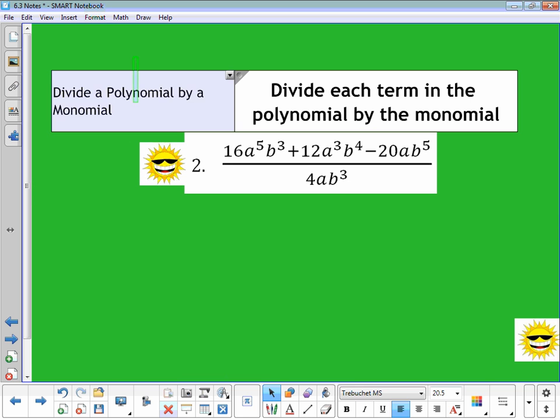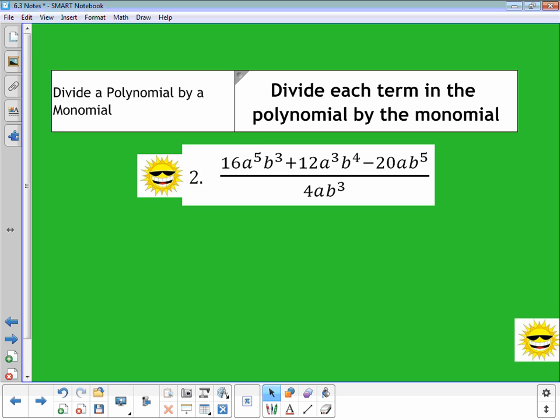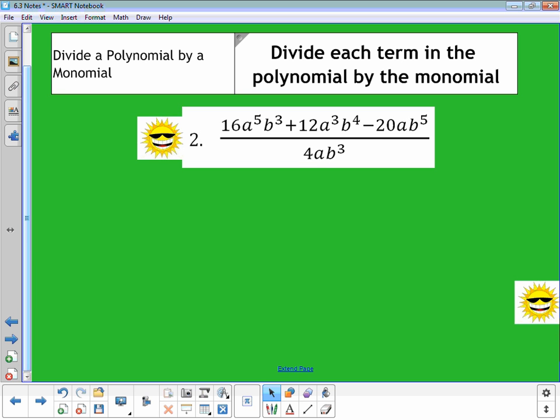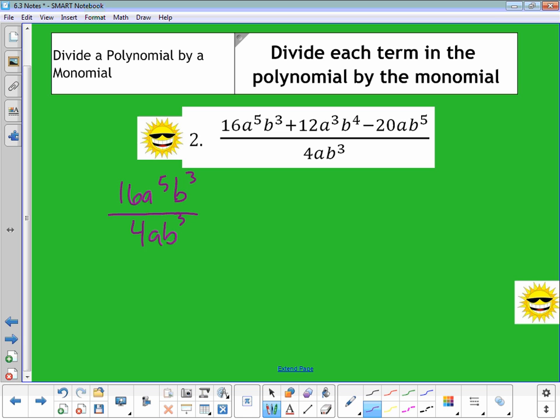All right, and let's go ahead and, well, we'll just do this, slide it down. Split this off into my 3 different fractions here. So I'm going to have the first one, 16a^5b^3 all over 4ab^3. My second one, 12a^3b^4 over 4ab^3. My third one, minus 20ab^5 over 4ab^3.